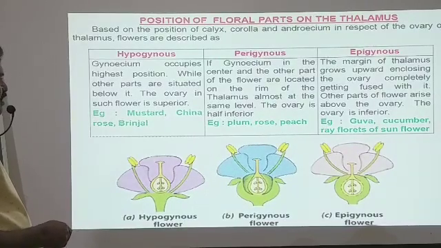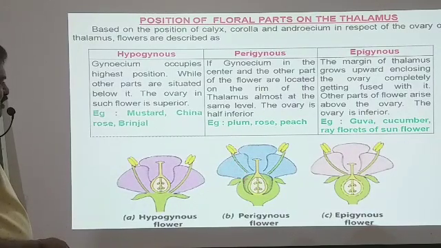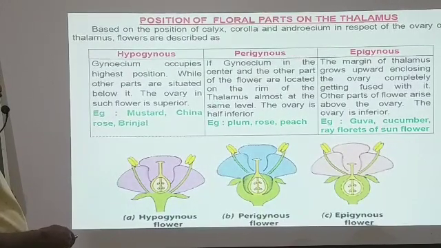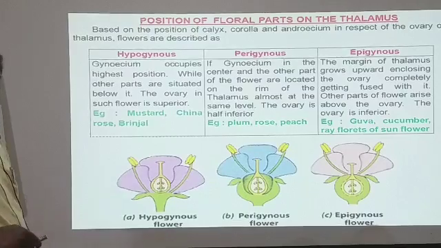The ovary is half superior. See the other parts also are at the same level or maybe in the upper position. That means the plum, rose and peach, these are all perigynous in nature.